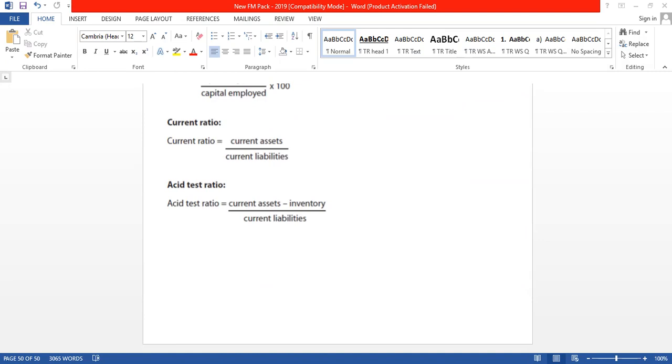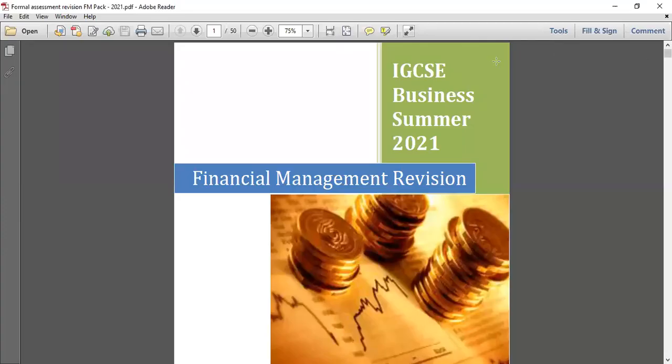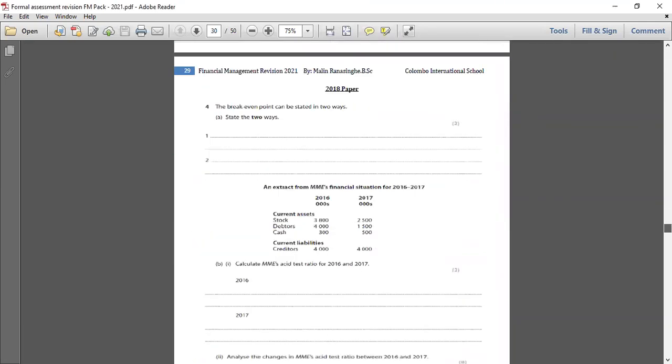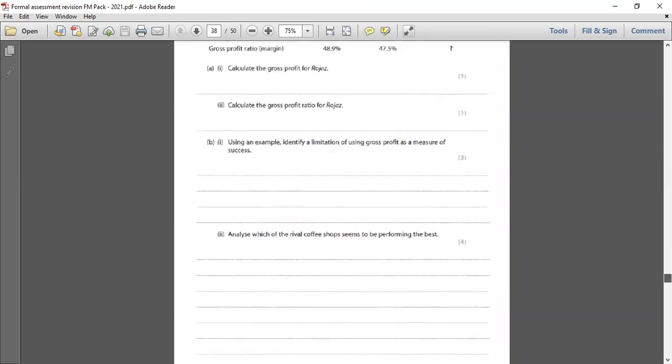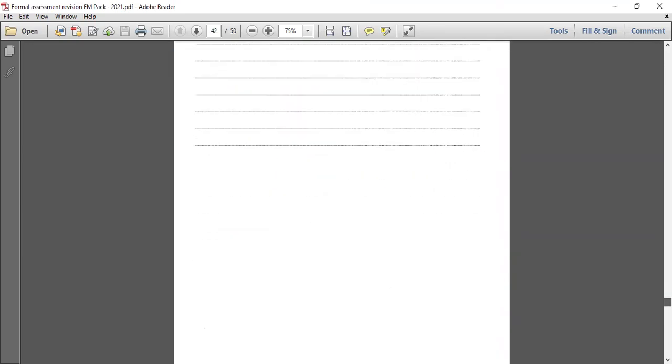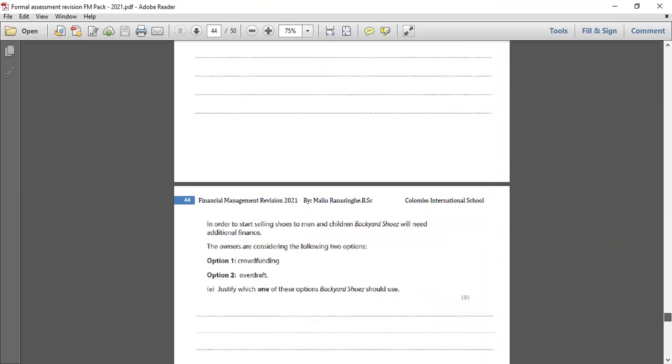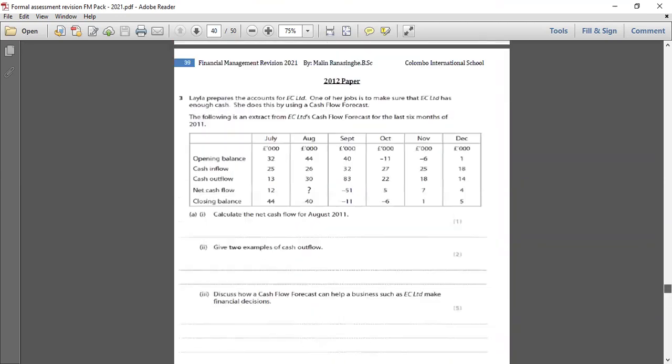If you go to the past paper questions, here you can see the 2017 past paper question. This is my financial management revision pack. There I have given all the past paper questions plus all worksheets regarding financial management. If you go to the past paper section down here, you can see the 2013 paper, 2011 paper, 2019 paper, 2017 paper. I'll show you.